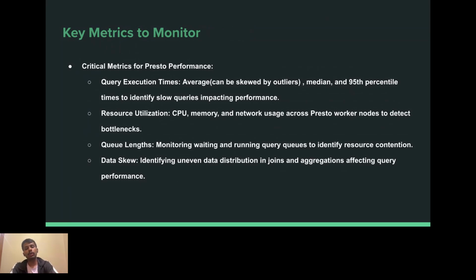And the third one goes around the queue length, and this will let you know what the wait time is. Suppose once we have the query execution time, we can check it corresponding to the queue length, and identify whether the problem is occurring because of resources or not. So the queue length is another critical metric that needs to be monitored while we are taking care of performance.